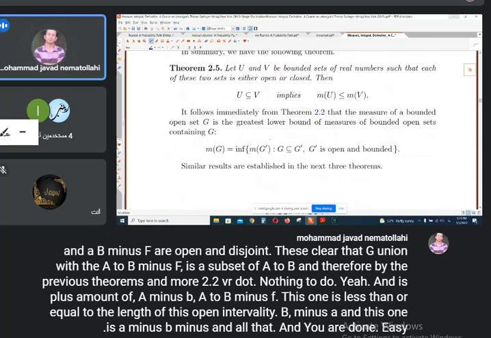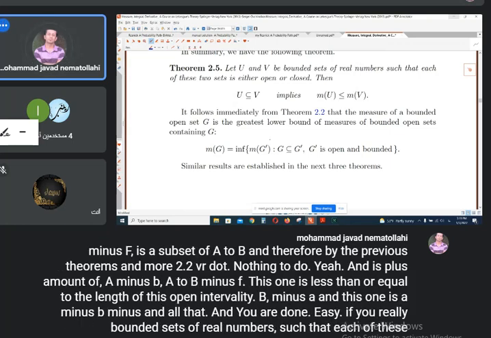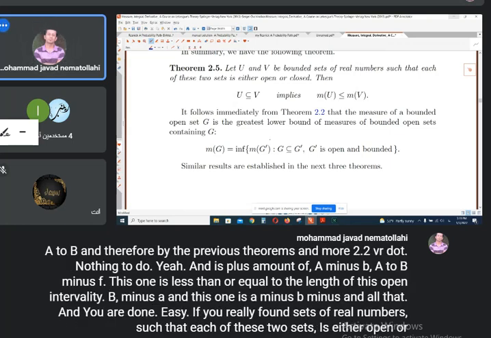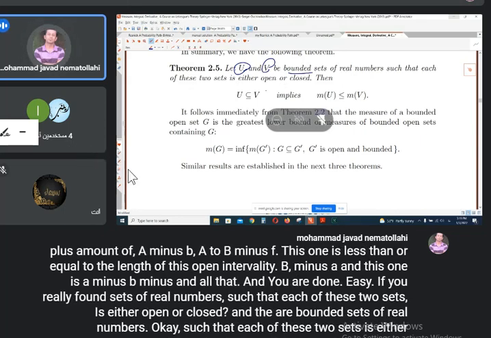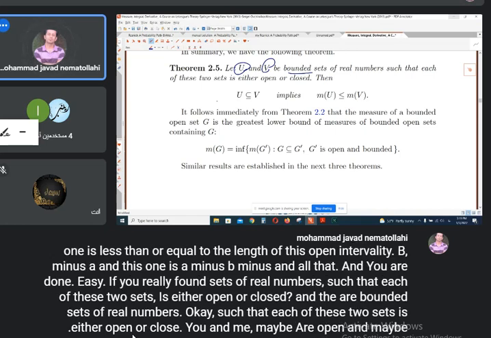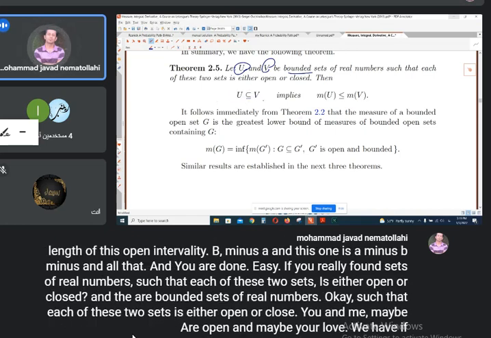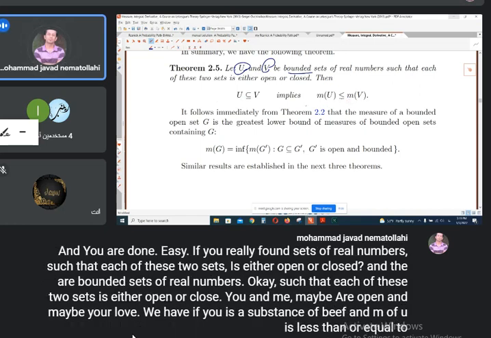Let U and V be bounded sets of real numbers such that each of these two sets is either open or closed. U and V may be open and may be closed. We have, if U is a subset of V, then m of U is less than or equal to m of V.